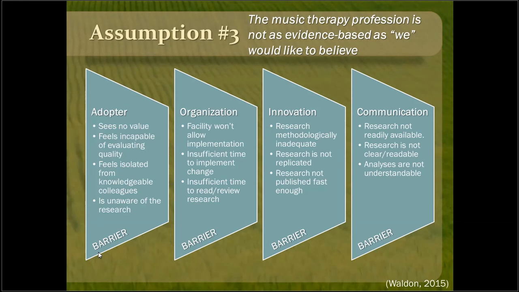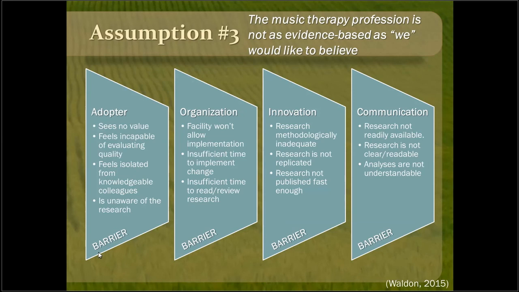And then finally, we have communication barriers, meaning that the clinician finds that the research is not readily available to them, that it's difficult to interpret or read the research evidence, and sometimes it's hard for the clinician to translate what they read in the research literature into the field. So those are our four barriers: adopter, organization, innovation, and communication.